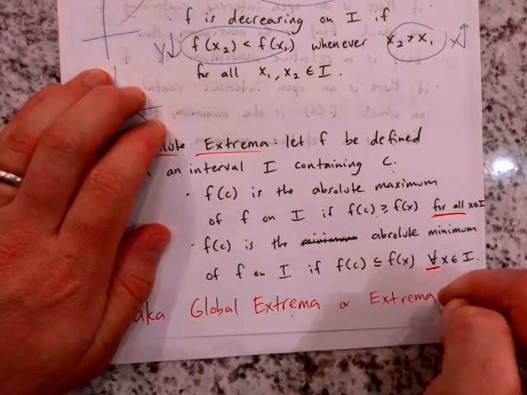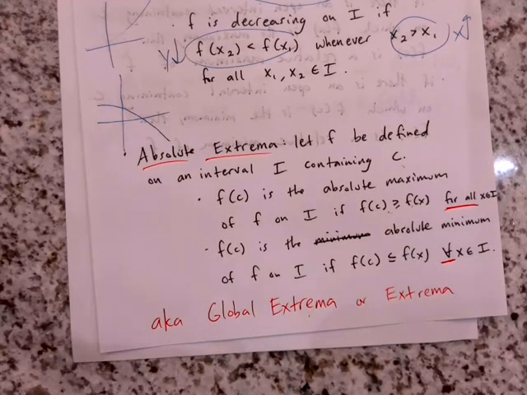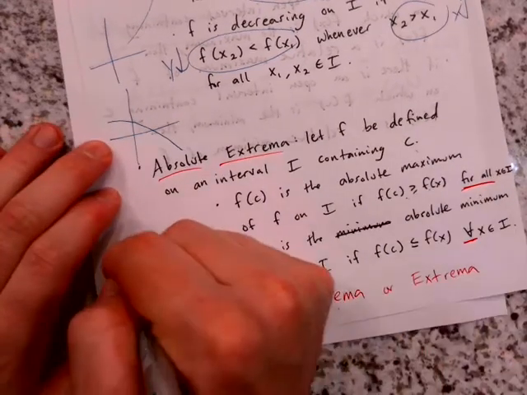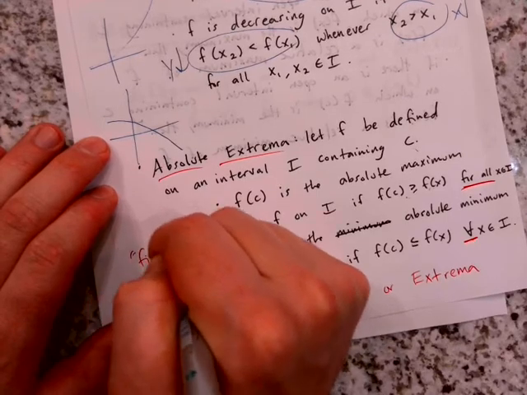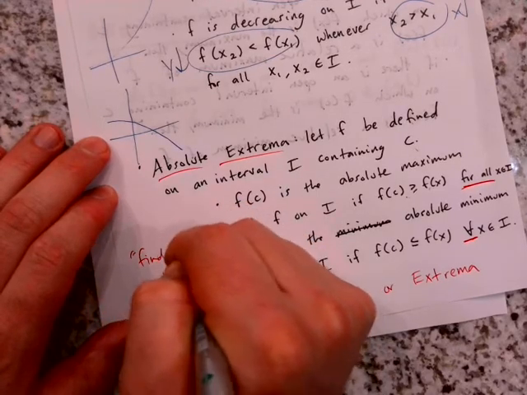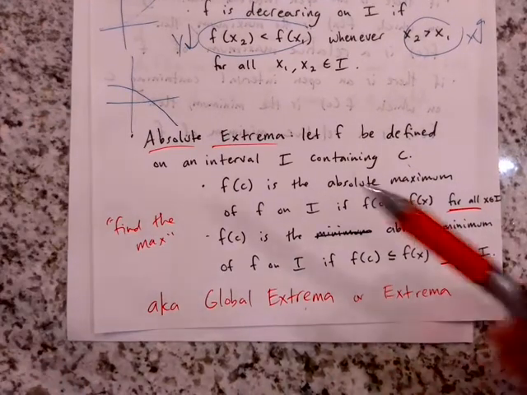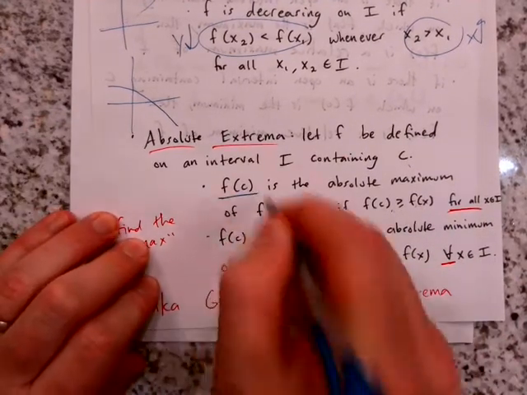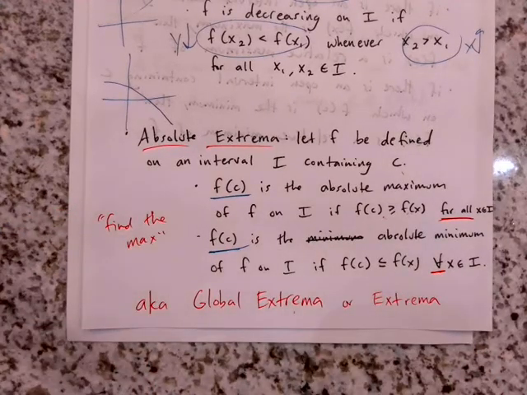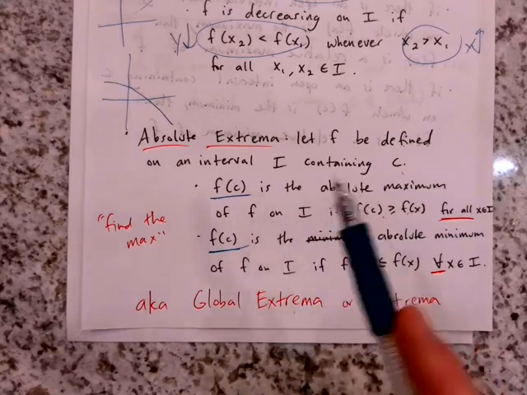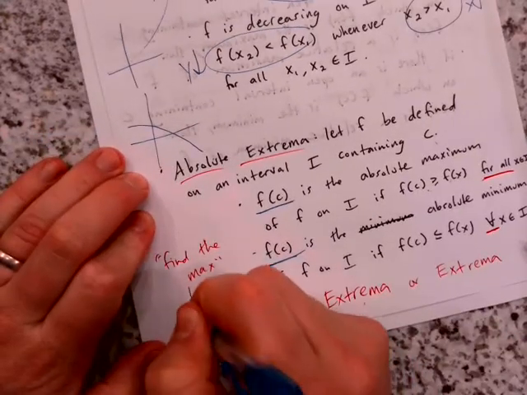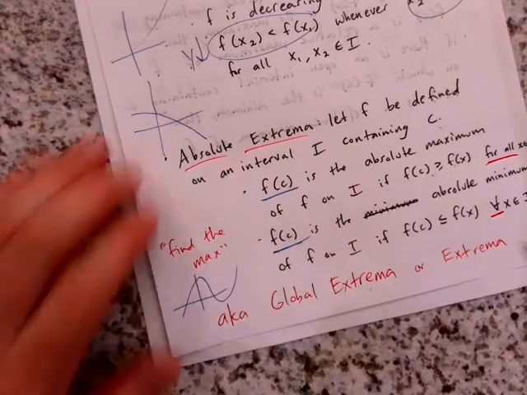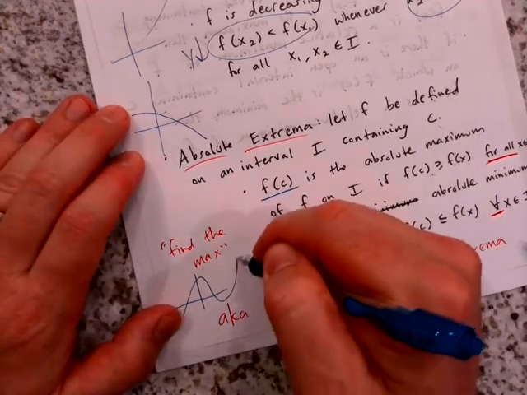If a question ever says find the maximum, it means find the absolute maximum. If it says find the minimum, it means find the absolute minimum. So you don't have to say absolute or global. It's okay to just say find the max. And this implies that the question wants you to find the absolute max. Also note that this is the y value, right? F of c is the y value that corresponds to x equals c. So the absolute max is the highest y value. Like if this was your graph, that's a bad example. There we go.